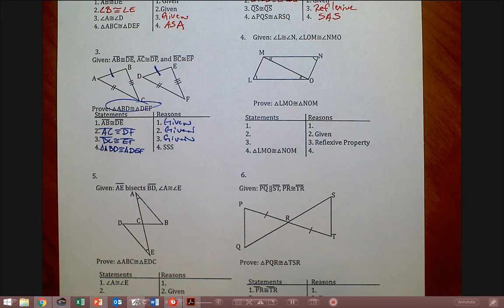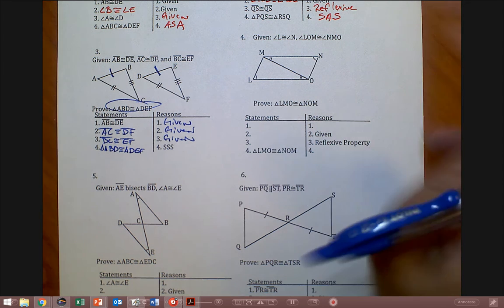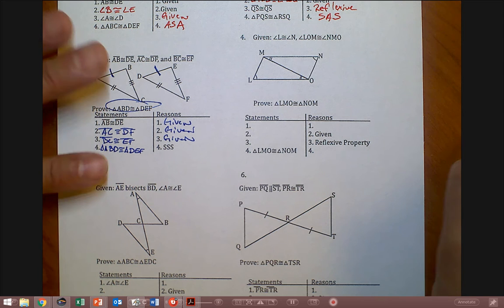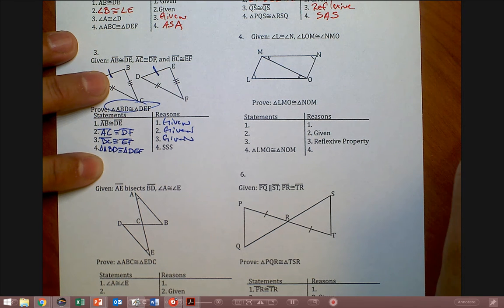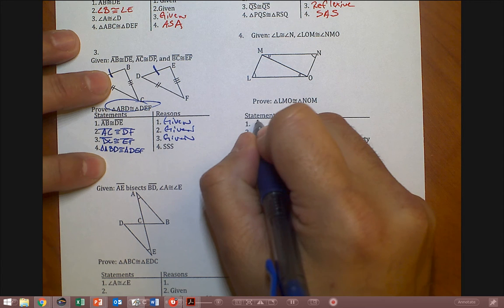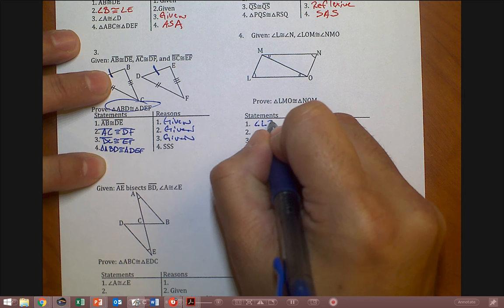Number 4. I'm going to give you guys 2 minutes. Number 4. Do it now. All right, let's see what we got here. So now, 4. Josue, statement 1. Angle L congruent to angle N. What's my reason?